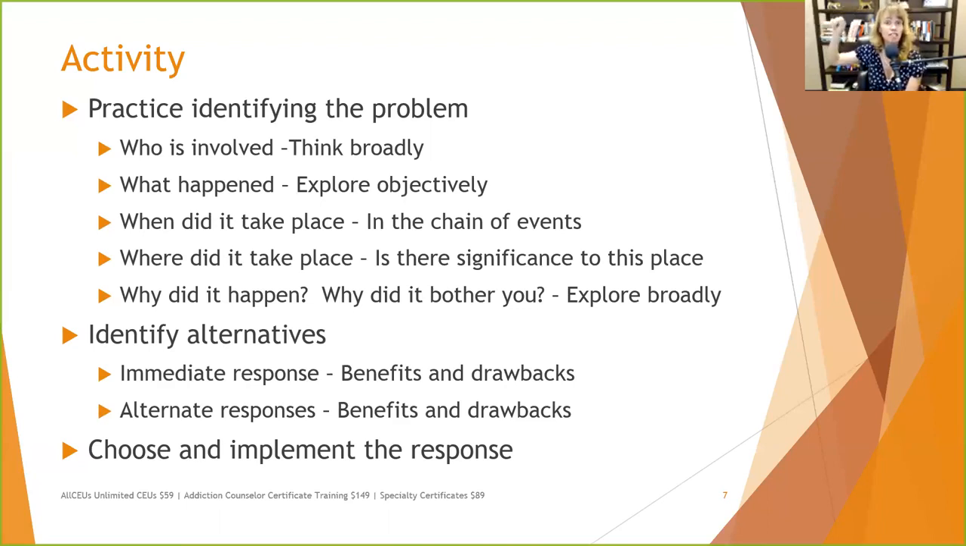So then you can start listing what alternate responses you could have done right away when your significant other said something that triggered you, besides getting into a fight and storming out of the house. So you start brainstorming those and then looking at the benefits and drawbacks of each, how they make you feel, whether it resolves the problem, etc. And then looking at alternate responses for the future. Choose and implement a response.